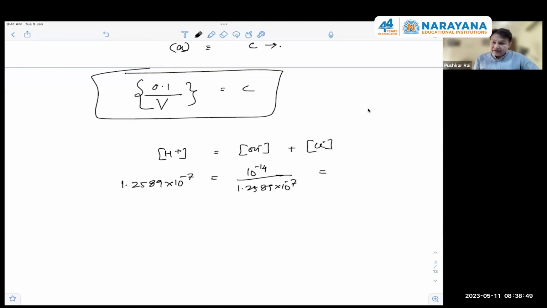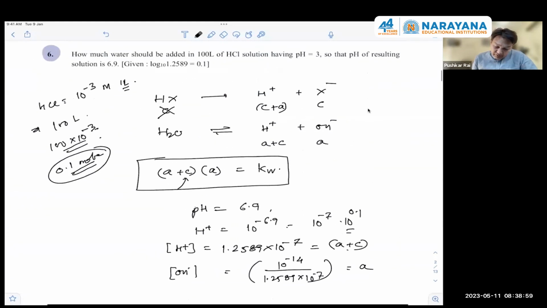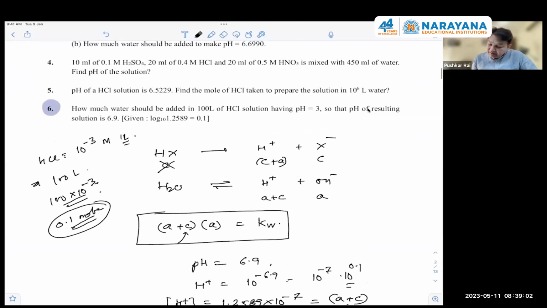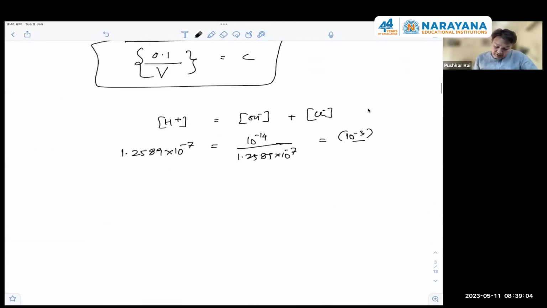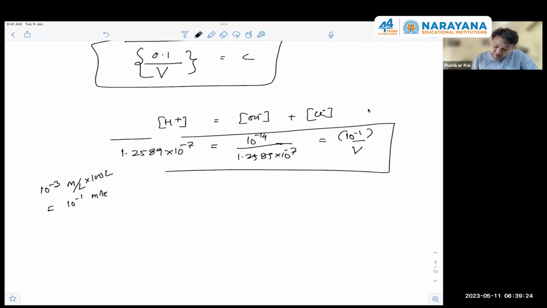That must be equal to, let us suppose that the Cl negative concentration is 10 to the power minus 3 moles, as clearly seen. Because 1 liter was there, 100 liter was there, and pH was 10 to the power minus 3. So 10 to the power minus 3 moles per liter into 100 liter is equal to 10 to the power minus 1 mole. Sorry. So this is 10 to the power minus 1, and this divided by V. We can simply use this expression to get the answer.